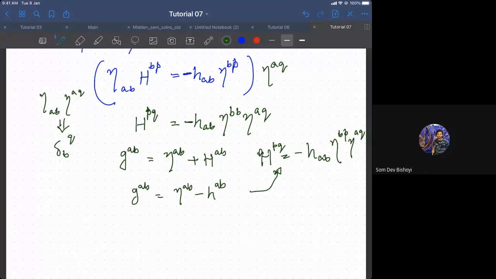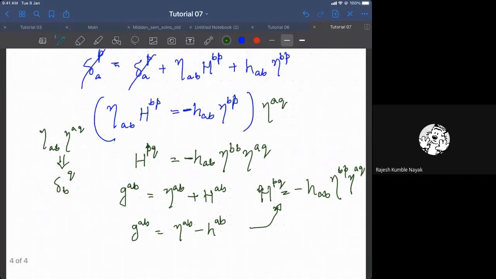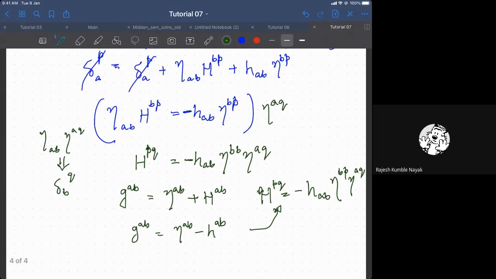Sir, in the second line, you have delta QB multiplied with HBP, right? Yeah. So shouldn't it be QP? We have written PQ. No, let me. Yes, you are correct.